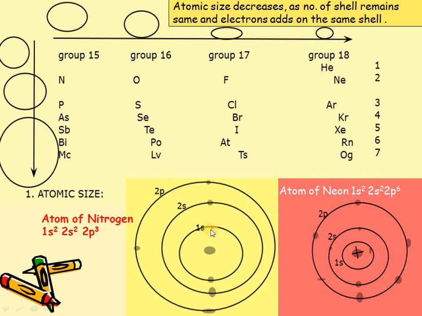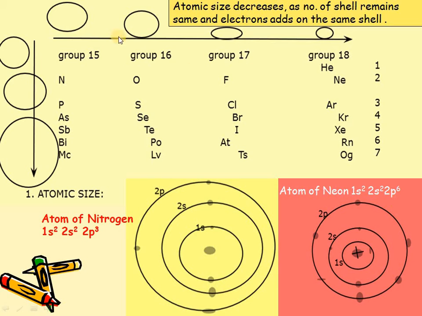Even more, here we have the 1s2, 2s2, 2p3 configuration for nitrogen, depending upon its atomic number. Similarly for neon, we have atomic number 10, so its configuration will be 1s2, 2s2, 2p6. And how to fill this configuration I will discuss with you in later videos.